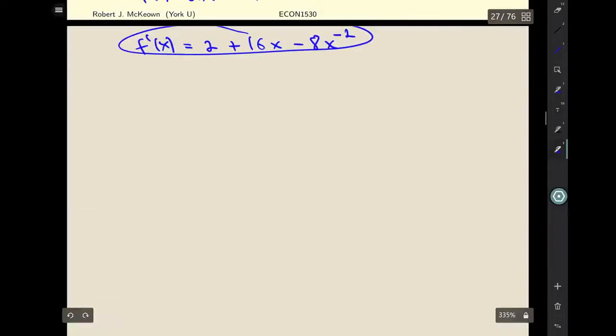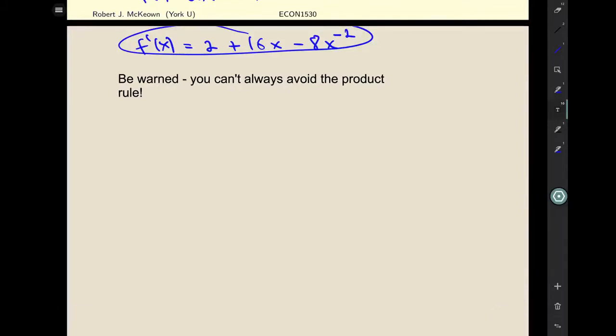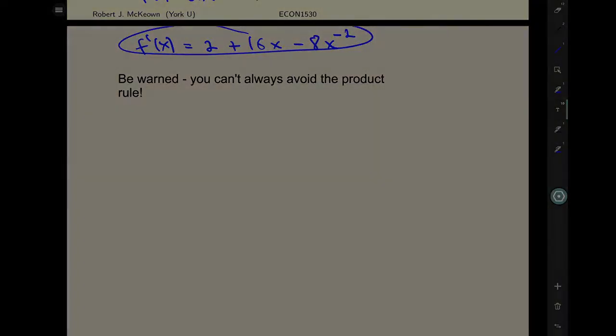But, of course, be warned, you can't always avoid the product rule. In fact, there are going to be situations where you're going to want to use the product rule, because generally we find it easier to work with the product rule than the next rule we're going to learn, which is the quotient rule. And we'll come back to the product rule after we learn about the chain rule, and I'll tie in some of these tricks that you can use to get to the answer.